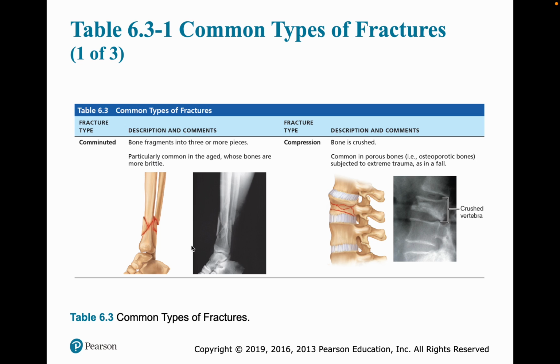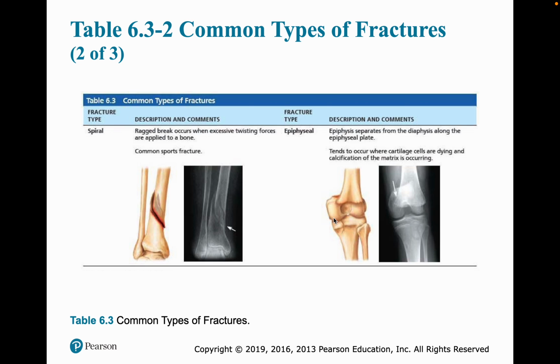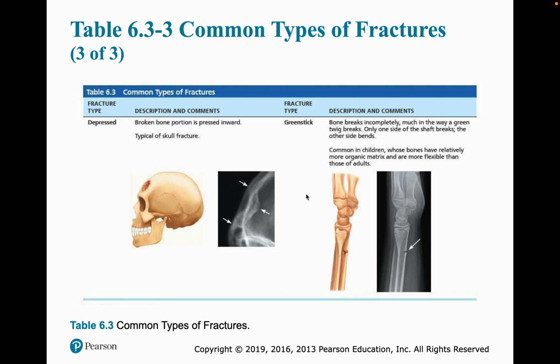So some common ones, we have comminuted, where we have bone broken into several pieces. A compression fracture would be the crushing of a bone. Spiral fractures are a result of a twist that occurs. That's a common sports injury when you are changing directions very quickly. Epiphyseal fractures are dangerous because they occur along the epiphyseal plate, and that can interfere with growth of the bone.